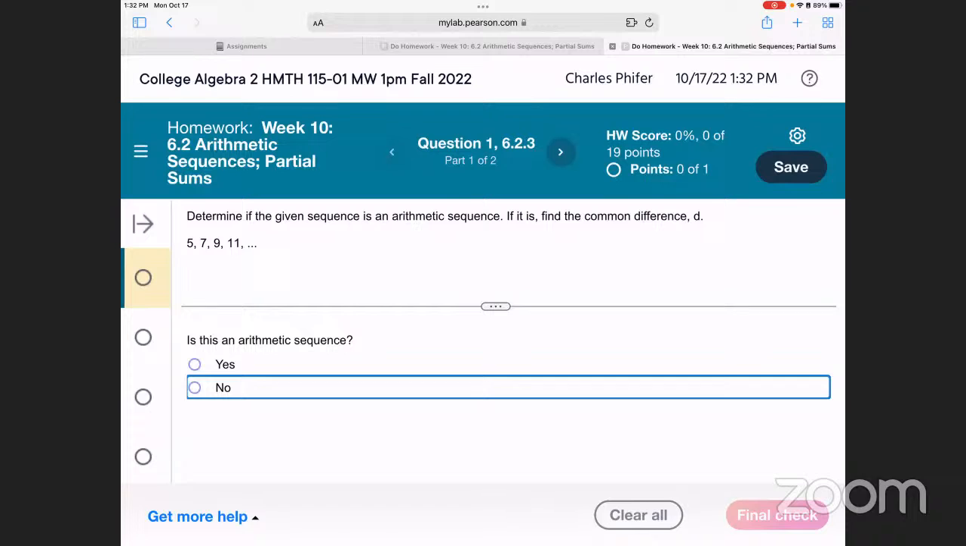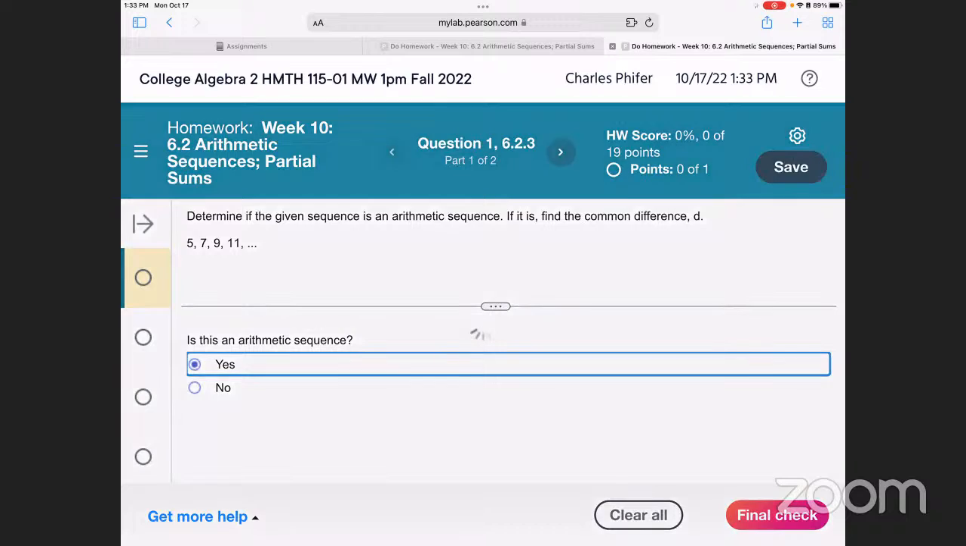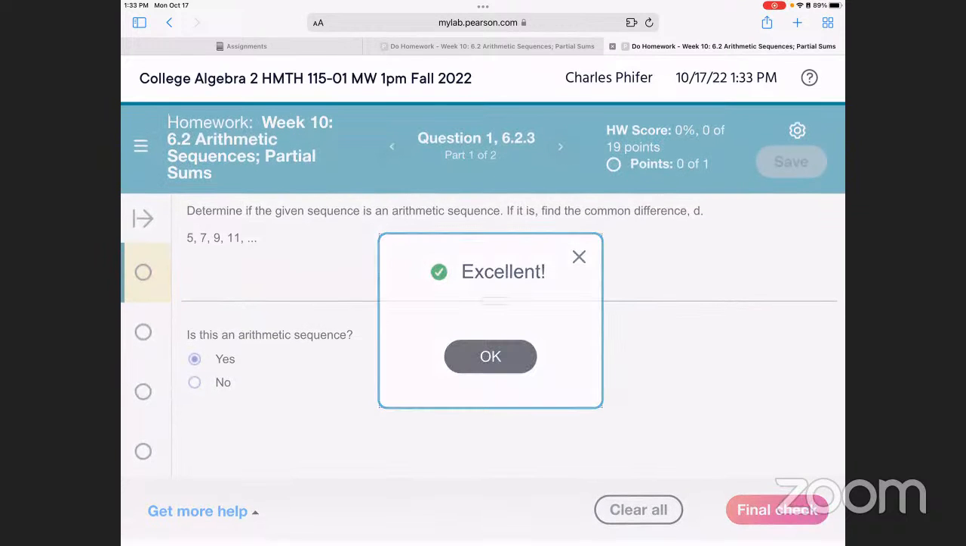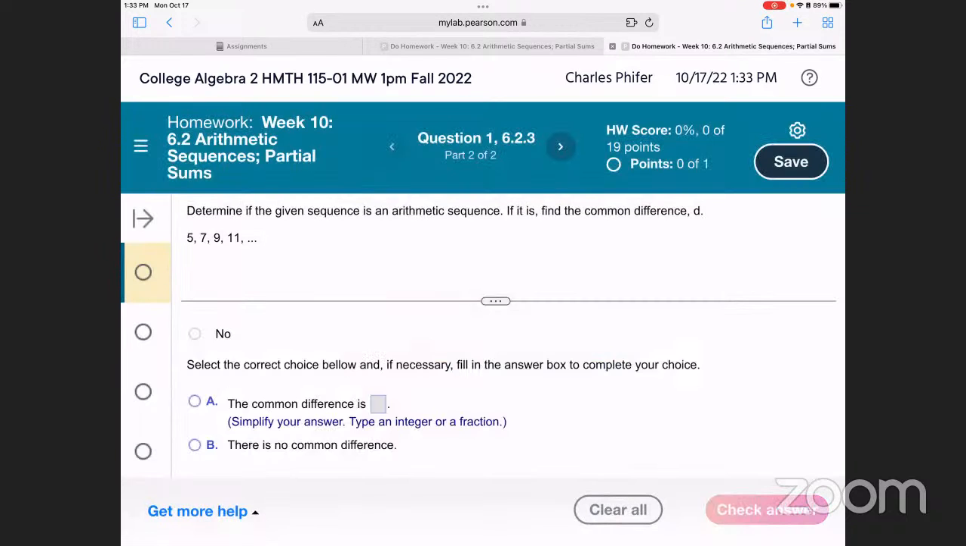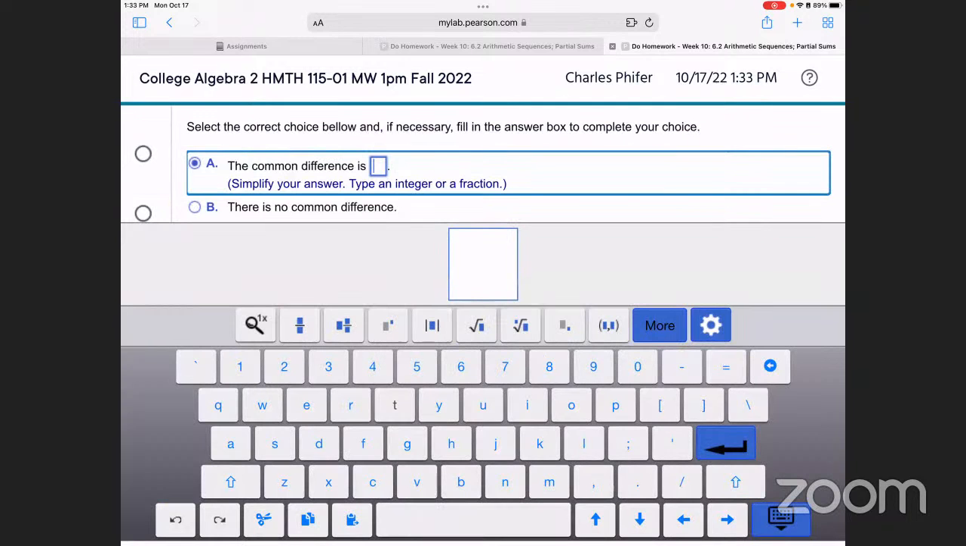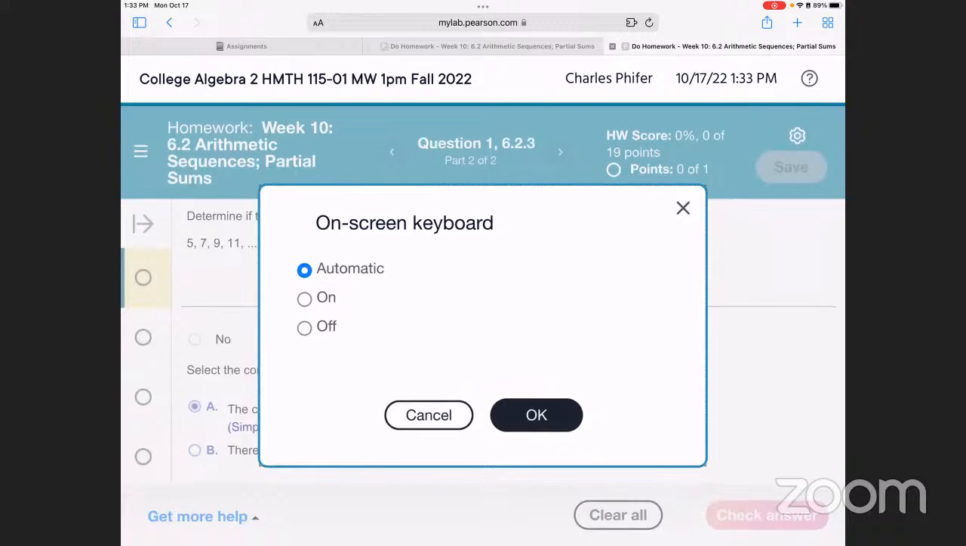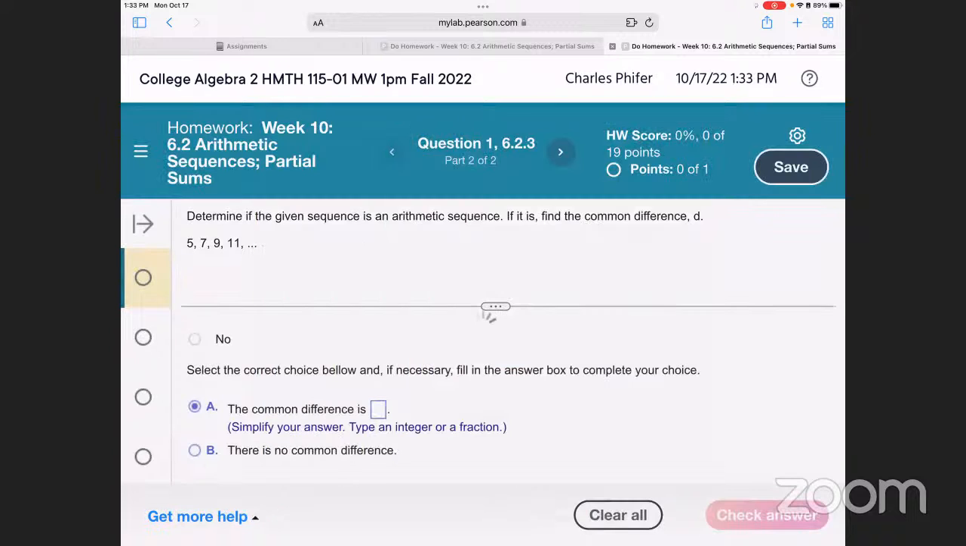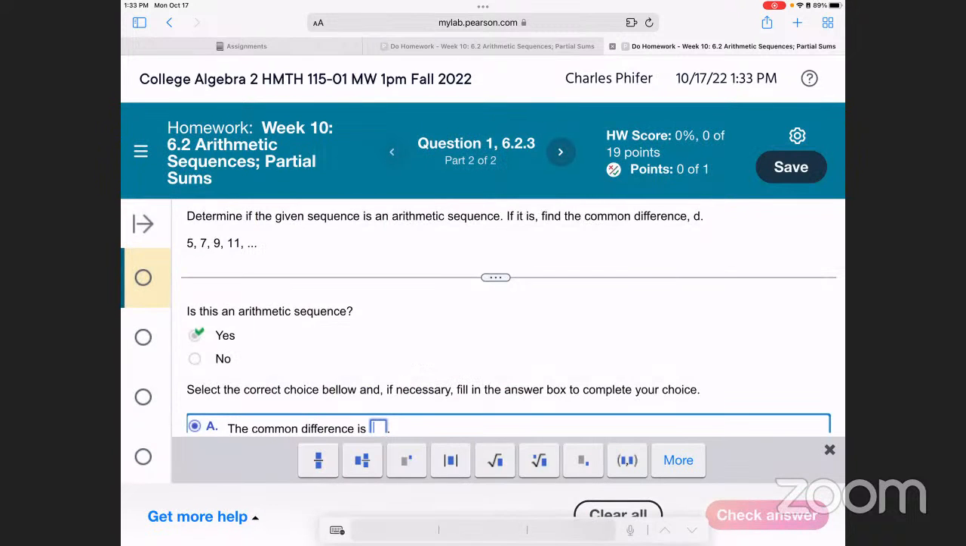So in this first example, it says determine if the given sequence is an arithmetic sequence. If it is, find the common difference. So arithmetic means that we're adding the same thing each time. To go from 5 to 7, we add 2. We're adding 2 each time. So we're going to say yes and go on to the next question. The common difference is 2. And we want to put in 2 right there.